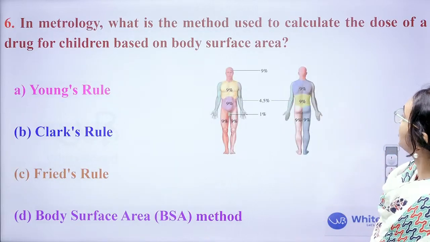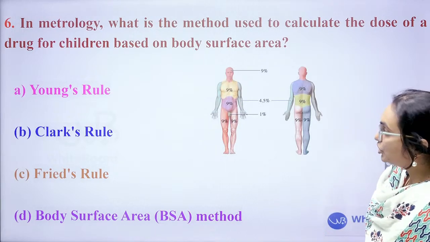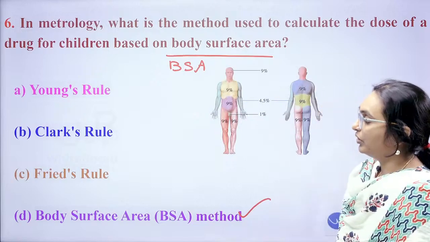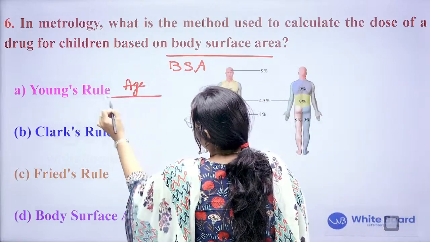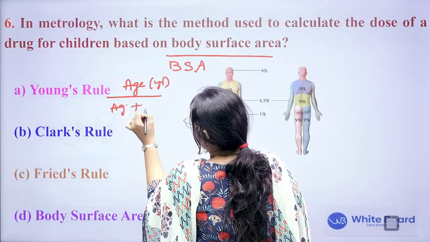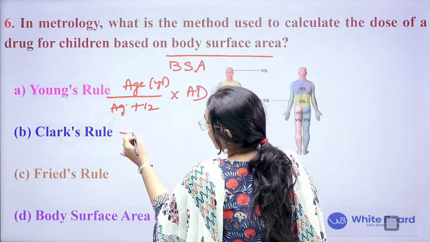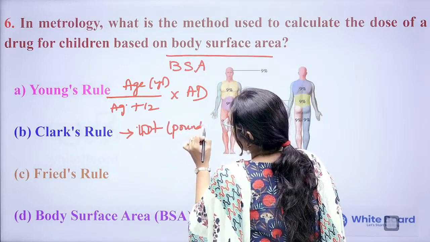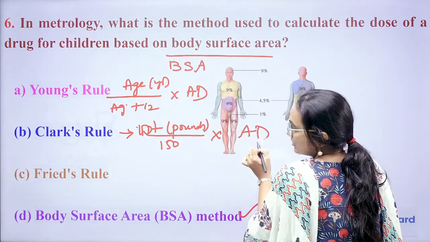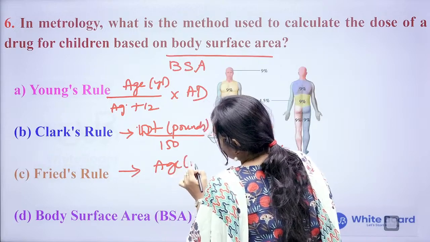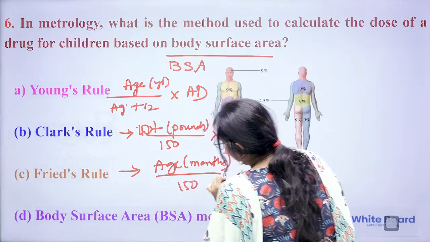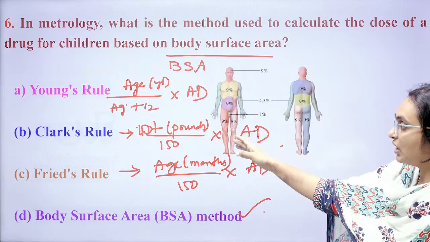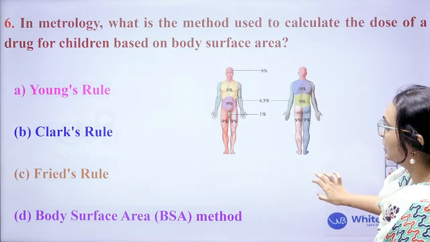In pharmaceutics, what is the method used to calculate the dose of a children's drug based on body surface area? So, the BSA method. This is body surface area, BSA method. Young's rule is age in years divided by age plus 12, into adult dose. Clark's rule is weight in pounds divided by 150, into adult dose. Fried's is age in months divided by 150, into adult dose. So, here the correct option is body surface area, D. Young's is age in years, Clark's is based on weight, Fried's is based on age in months.